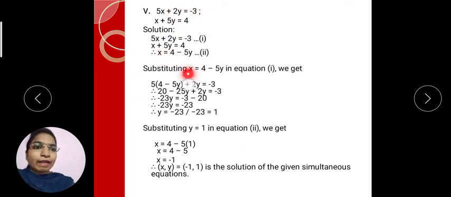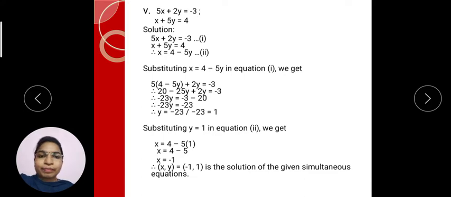So after getting the value of one variable by isolation, you have to substitute this value in the other equation, that is equation first. After substituting in equation first, the calculation is simple. What is equation first? The x value is 4 minus 5y. First equation is 5x plus 2y is equal to minus 3. So what is x? 5 in bracket 4 minus 5y, plus 2y is equal to minus 3.